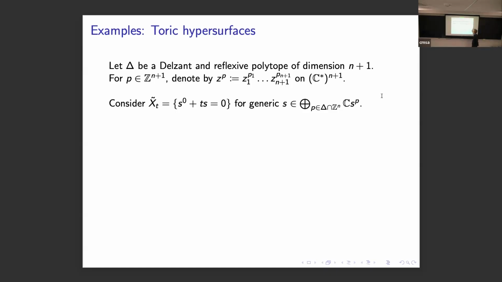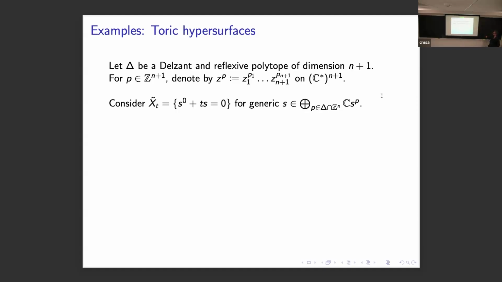So you take the monomial corresponding to 0. So it's just a constant function over C star to the n+1. And then you add t times s, where s is some generic section in the space generated by the monomials whose corresponding points are lattice points of this polytope. So the Fermat family is an example when you choose this for a specific s, and the polytope is a certain standard simplex.